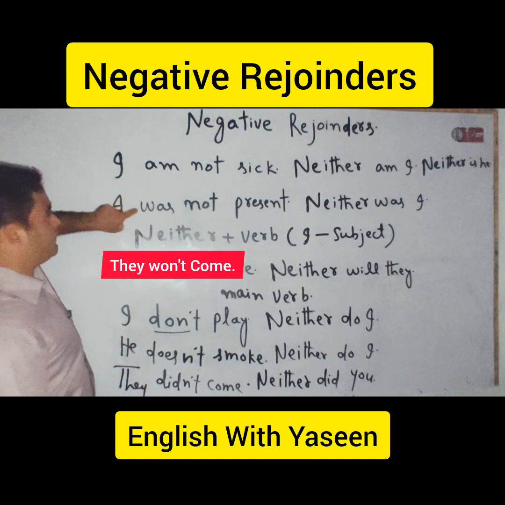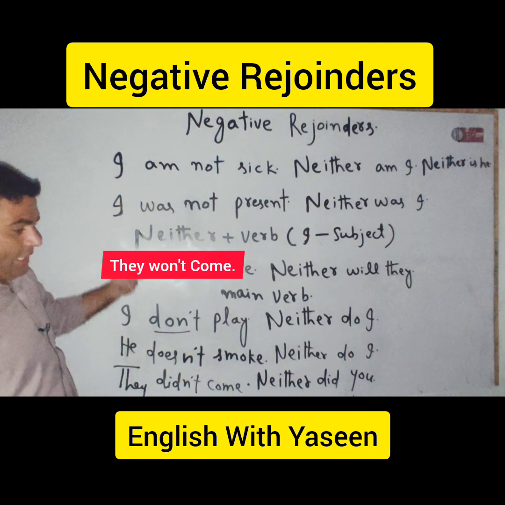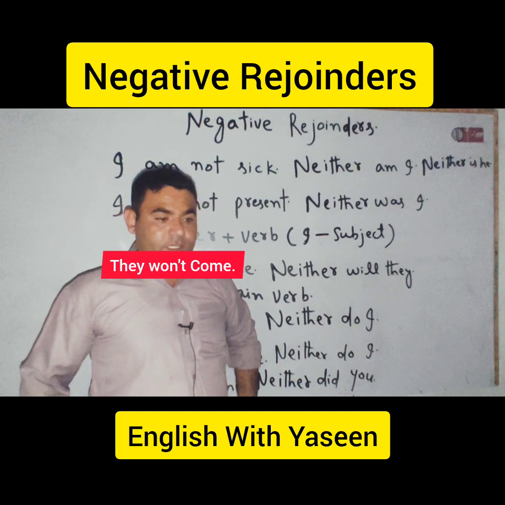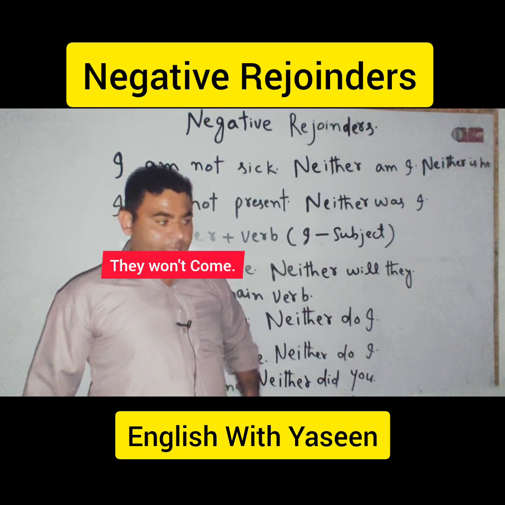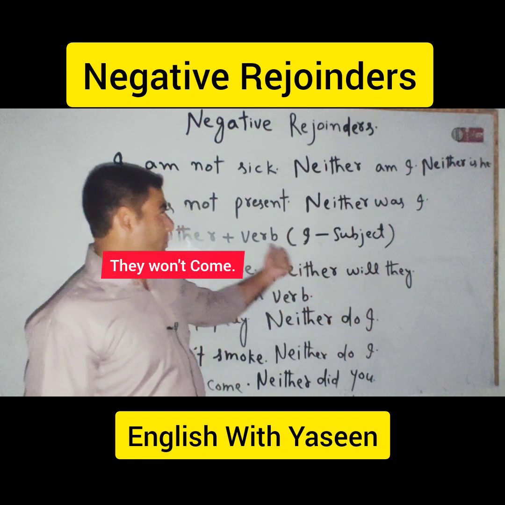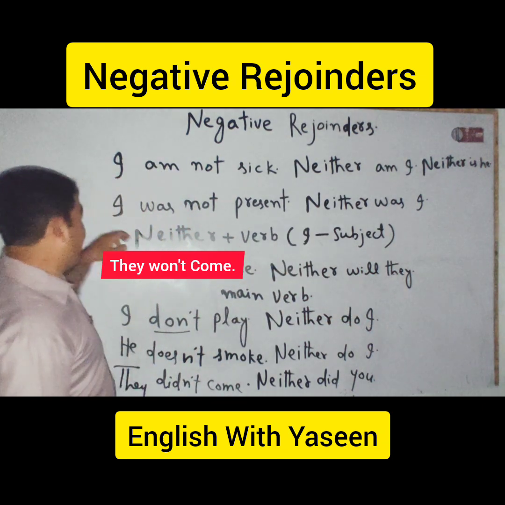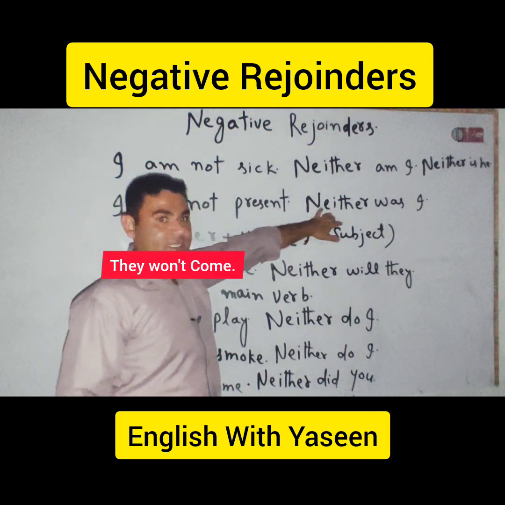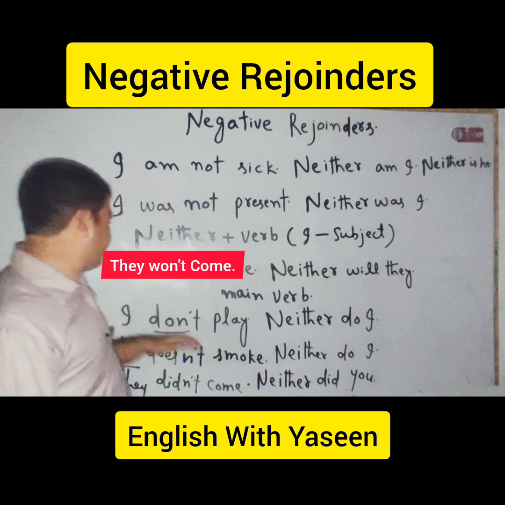For example, I was not present yesterday. For example, we talk about a class, we talk about a party. Someone says I was not present, and the person you are talking to was also not present. He wants to answer you, so he will say neither was I. It means that he was also not present there.